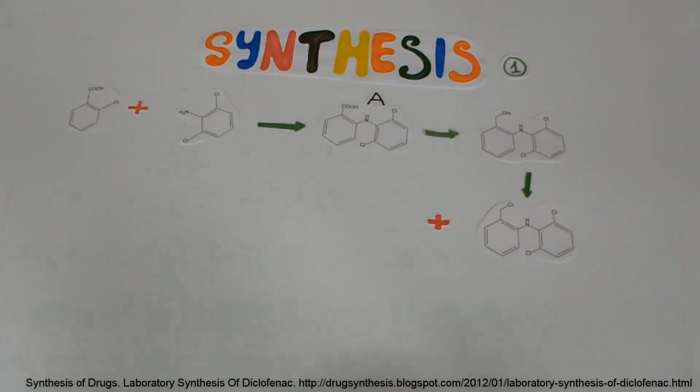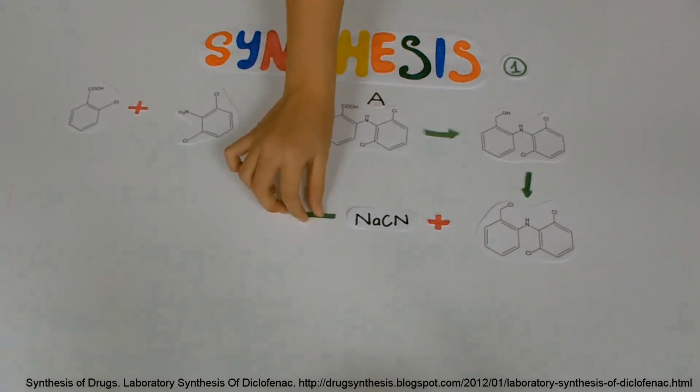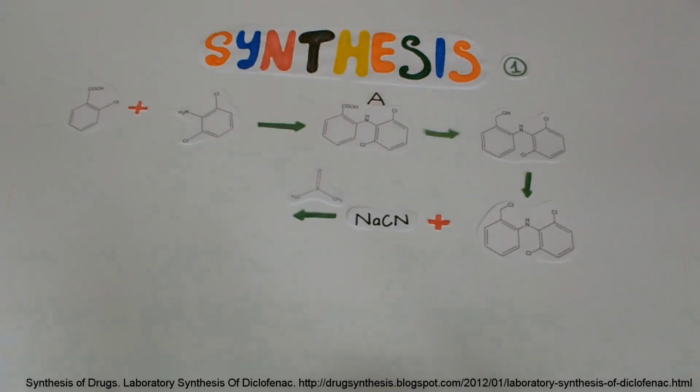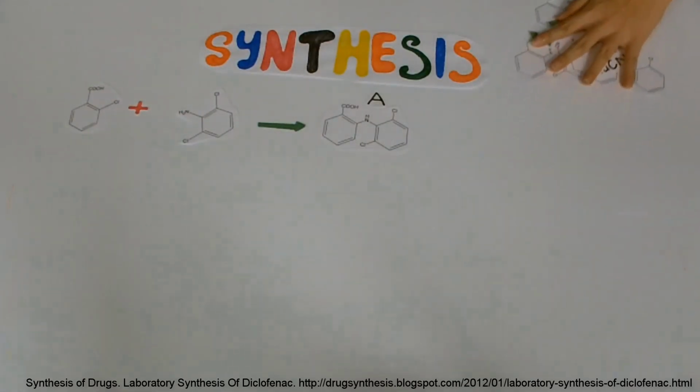The molecule then reacts with sodium cyanide in the presence of dimethyl sulfoxide to substitute a chlorine for a nitrile group. And finally, in the presence of NaOH, the nitrile group is substituted by a carboxylic acid group to give diclofenac.